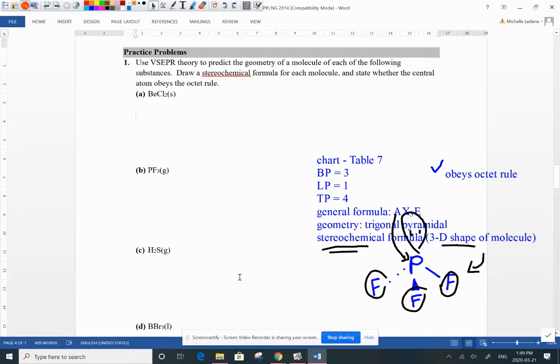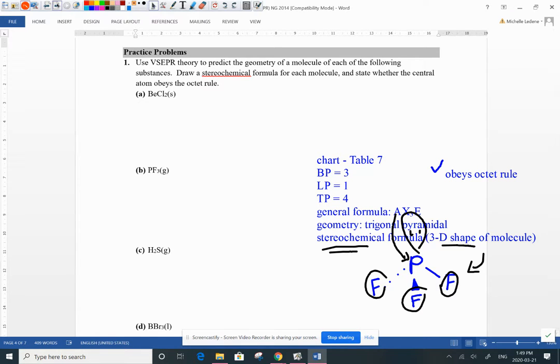Good morning, Chemistry 20s. So here we are talking again about our VSEPR notes guide, and we left off last video talking about this example in the notes guide, PF3, which ended up being a trigonal pyramidal. Looks like a little pyramid, okay, for its 3D shape.